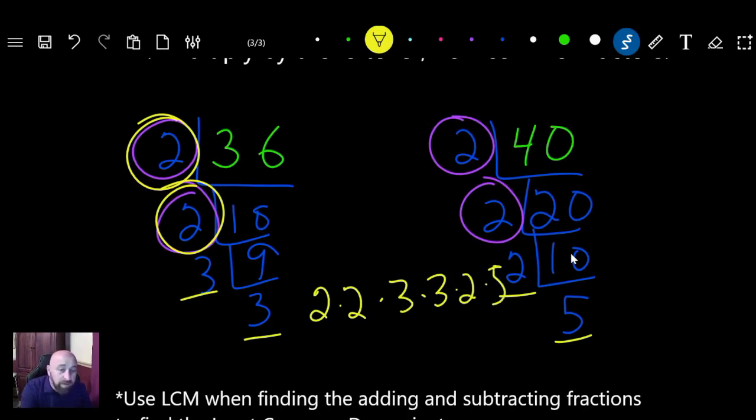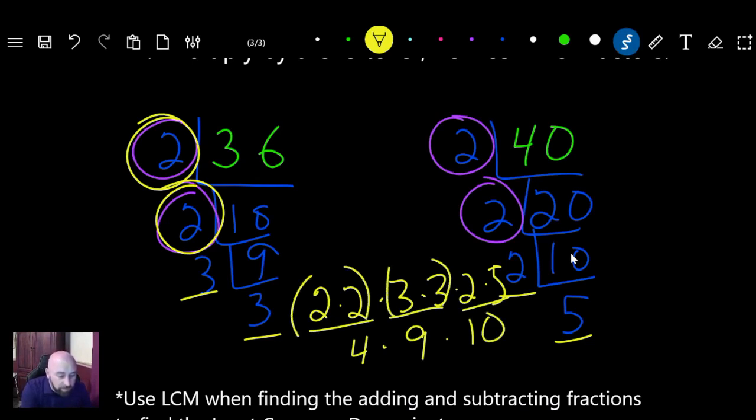Okay? So we're going to find the least common multiple. We have to do all this. This is a big multiplication problem. So 2 times 2 is 4, times 3 times 3 is 9, times 2 times 5 is 10. All right, so all I did right there was basically break that down and multiply. And you can do that. I didn't break any math rules there.